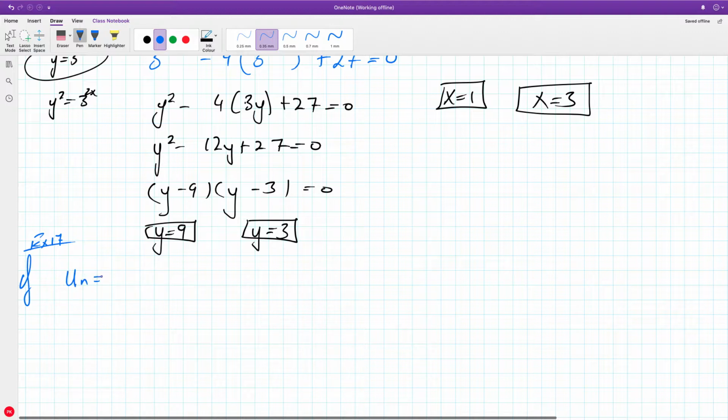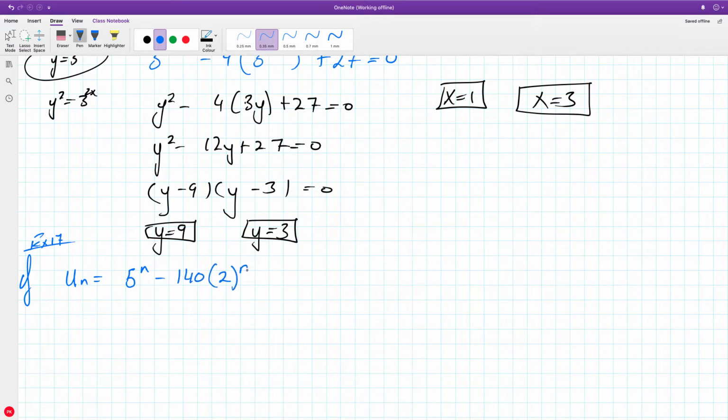If Un is equal to 5 to the power of n minus 140 times 2 to the power of n, show that u to the power of n plus 2 minus 7 times u to the power of n plus 1 plus 10 times u to the power of n is equal to 0.